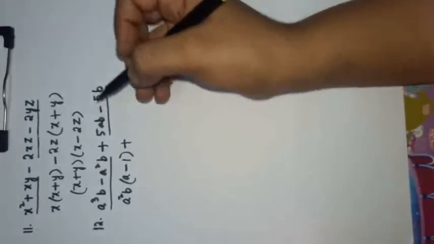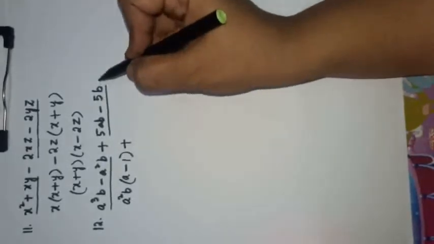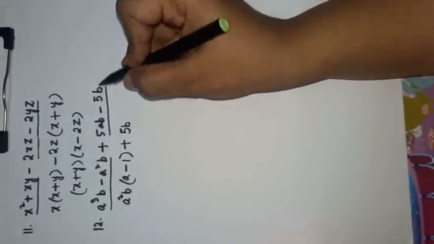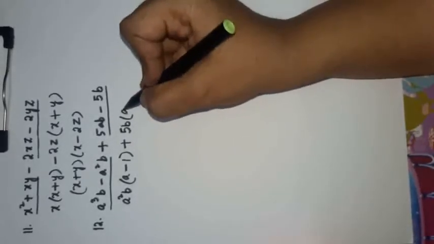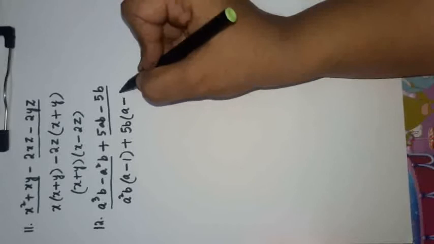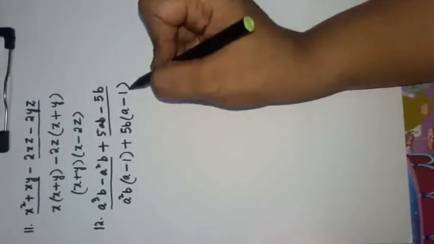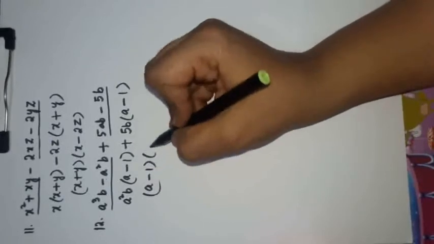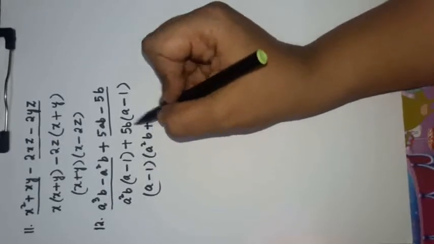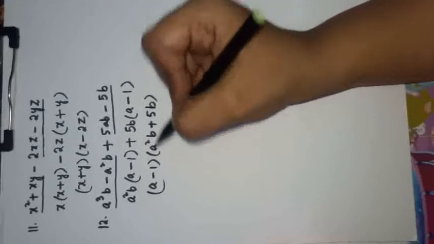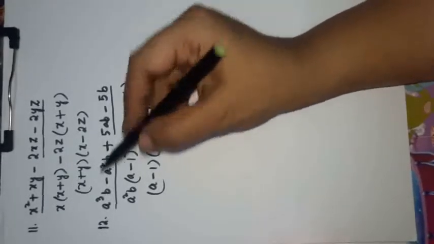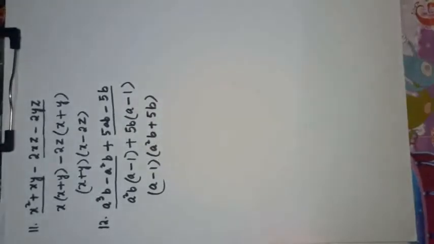Plus here 5ab - 5b. Here 5b you can take common, because over here also 5b is there, just a is remaining, and minus here nothing is remaining, so 1. So (a - 1) again we have got common, so now a^2 b is remaining plus 5b. So we can say that (a - 1) and (a^2 b + 5b) both are the factors of this given expression.